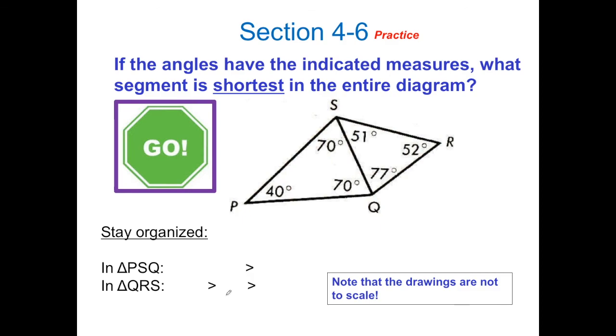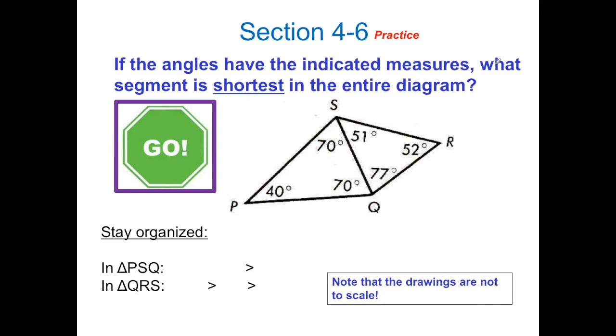20 seconds. All right, do you have QRS ranked? You still have 12 seconds. Do you have QRS set up? Here, this is QRS right here. What's the longest side in QRS? 5 seconds. 4, 3, 2, and 1.